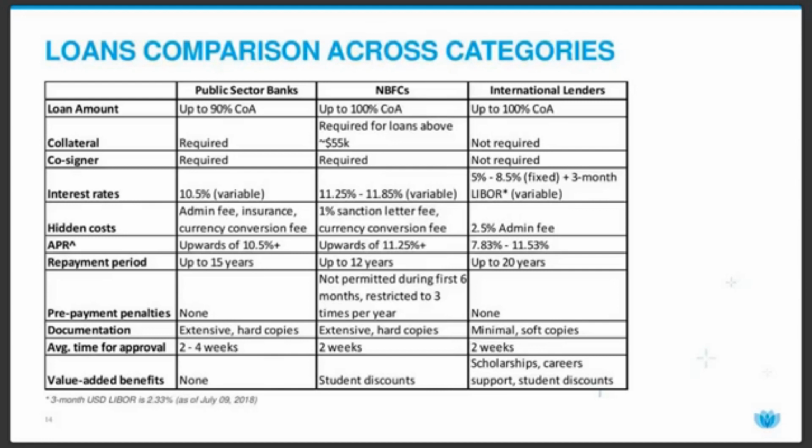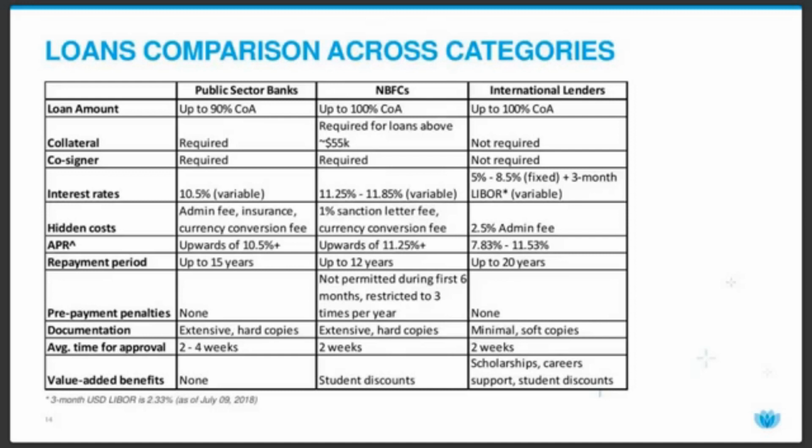So quickly, just running through the list again, we've spoken about most of this. The loan amount, remember, with public sector banks, up to 90% of your cost of attendance. The rest is 10% margin money, which you have to provide upfront. And with NBFCs, international lenders, up to 100%. Collateral always required with public sector banks. With NBFCs, typically, if your total loan amount exceeds roughly $55,000 or the local currency equivalent, you would be required to provide collateral. International lenders never require collateral.